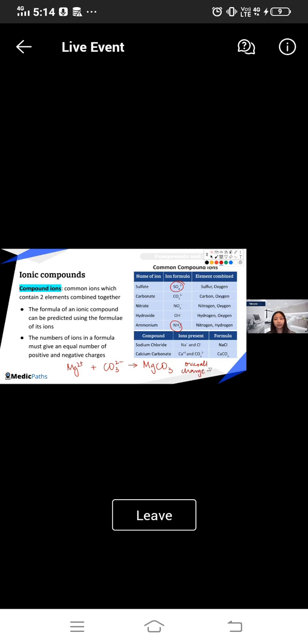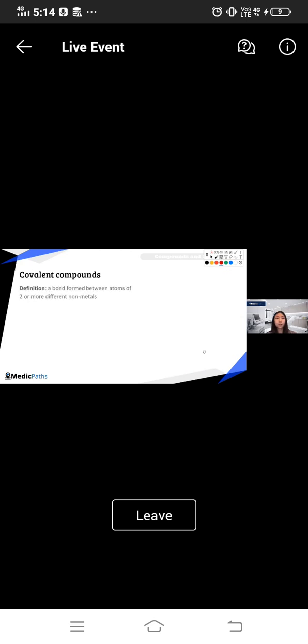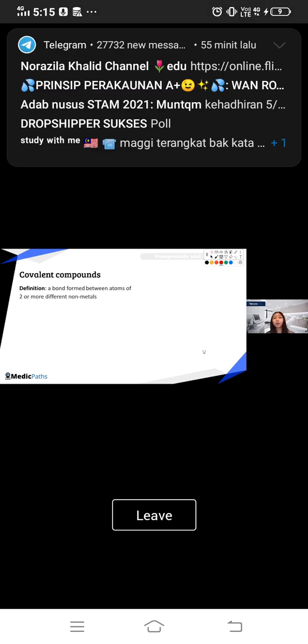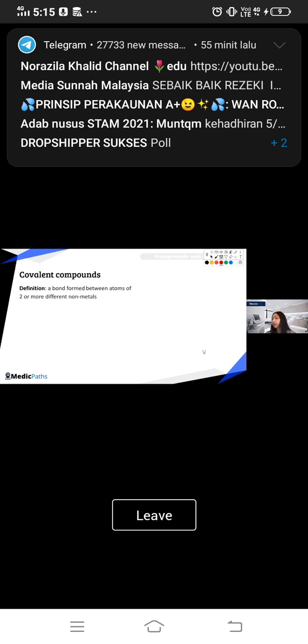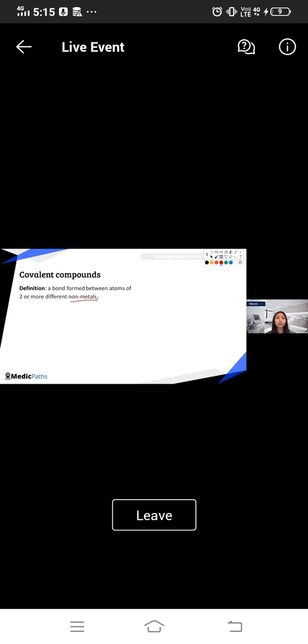So that's what these paragraphs are referring to, okay? Covalent compounds. So we talked about compounds in general, and then we said there were ionic and covalent ones. So we talked about ionic just now between a metal and non-metal. Now covalent compounds are when a bond is formed between atoms of 2 or more different non-metals. Okay, just now was metal and non-metal. Now it's between 2 non-metals. Again, we'll cover this again later. Again, covalent bonds are between non-metals.